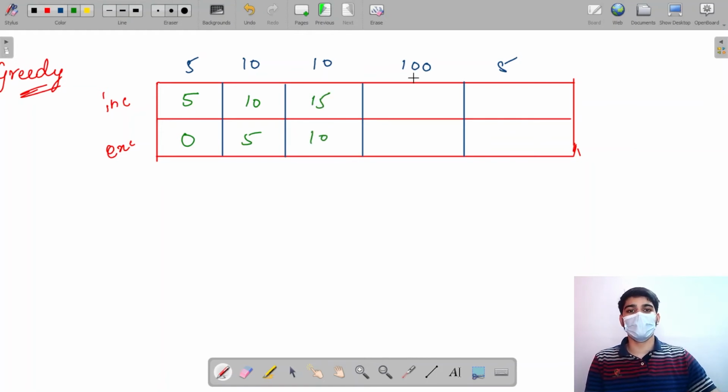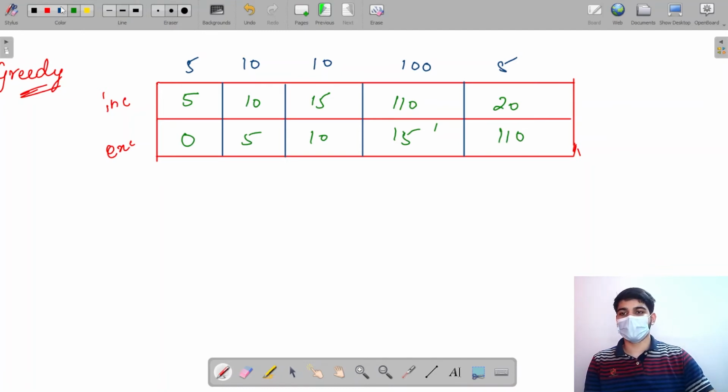If we move forward, we have 100 over here. If we want to include it, it would be 110. If we want to exclude it, it would be the maximum of these two, which is 15. Then for the last 5, if we want to include it, we would add 5 to 15, so we would get 20 over here, and the maximum of these two would be 110.